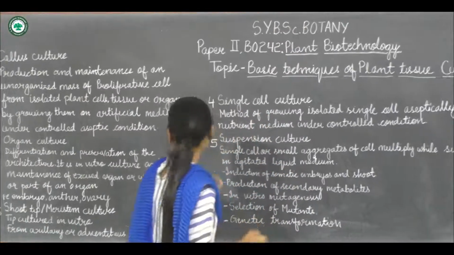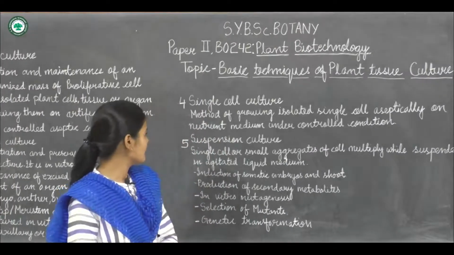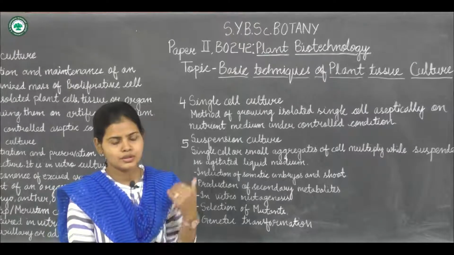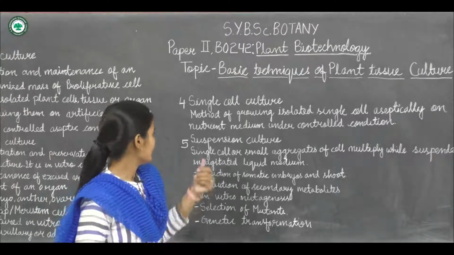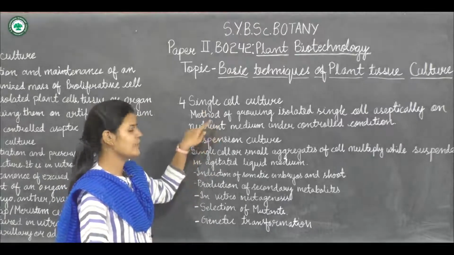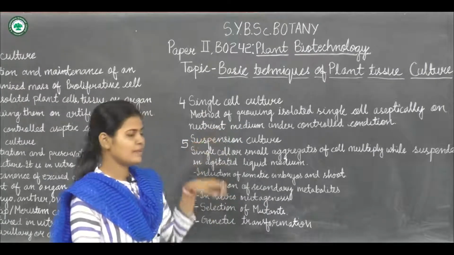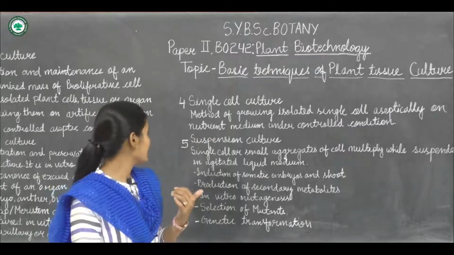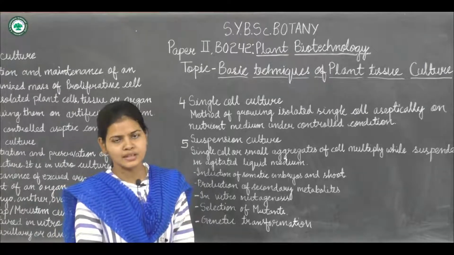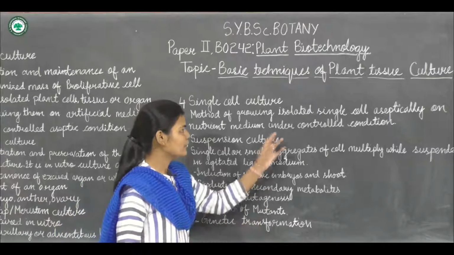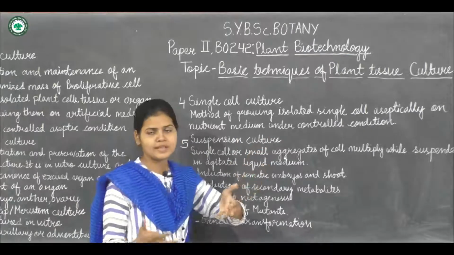Now after that, next is single cell culture. What will be happening in single cell culture? In the case of callus, tissue, organ or shoot culture, we are taking a group of cells, but in single cell culture, it is a method of growing an isolated single cell aseptically on a nutrient medium under controlled conditions. The name itself is telling us we are only going to take a single cell and allow it to grow on a nutrient medium under controlled, aseptic conditions.